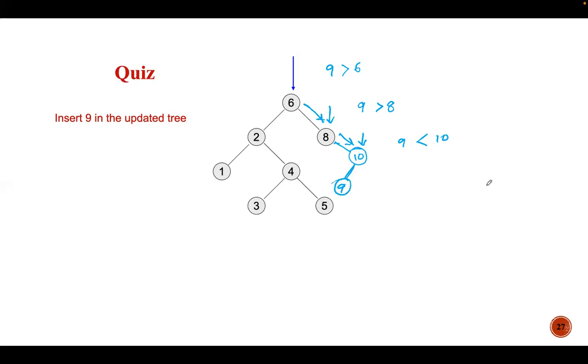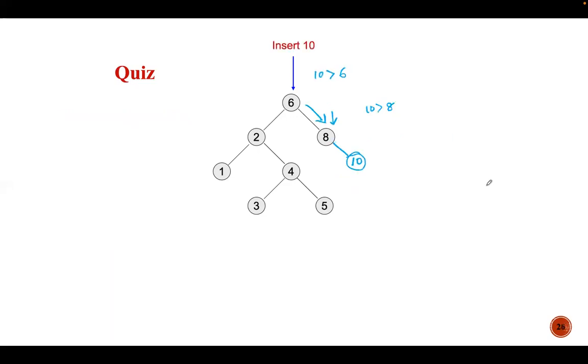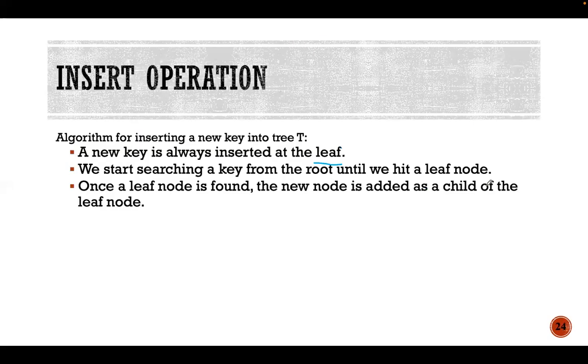All right, so this is the insertion operation. You can see that the way we're traversing the tree is the same as searching. But for inserting a new node, we are always going to insert it as a leaf node.